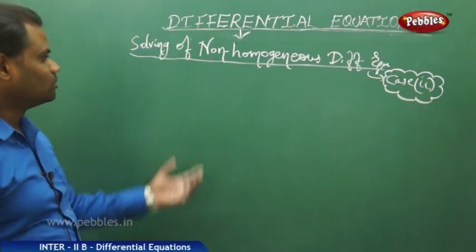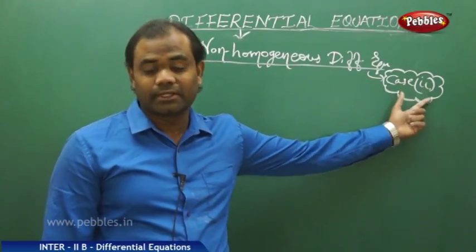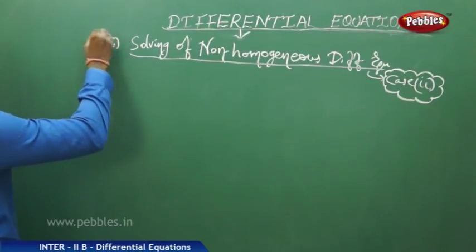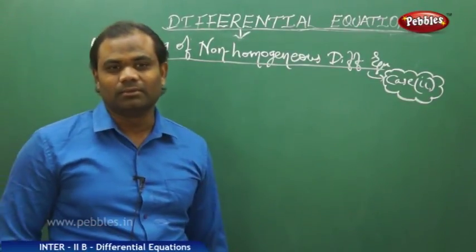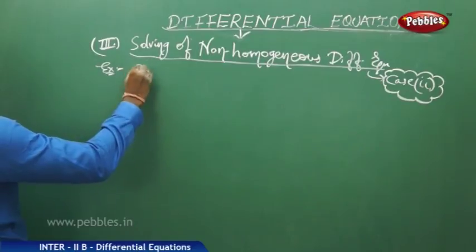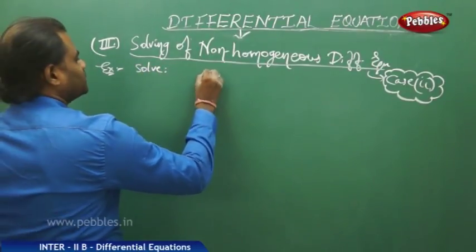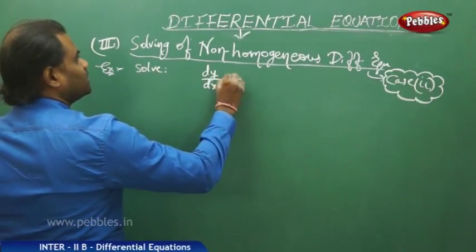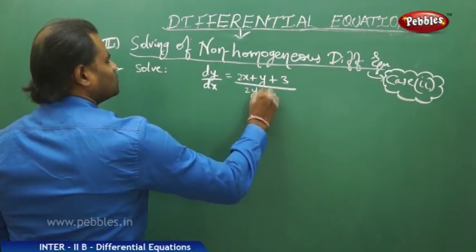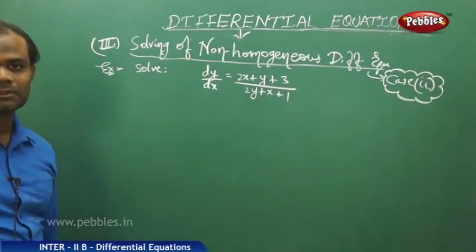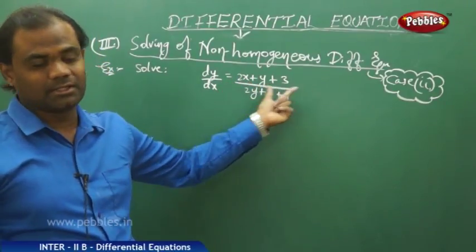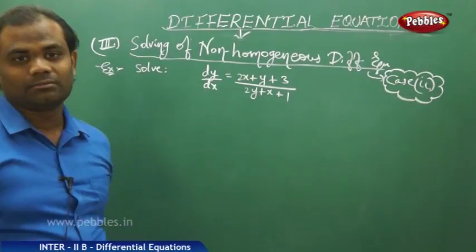Now let's solve a non-homogeneous differential equation which involves case 2 of the method. In this third method of solving, using case 2, let's take an example problem. For example, I wanted to solve the differential equation dy by dx equals 2x plus 2y plus 1. This is clearly a non-homogeneous differential equation in the form ax plus by plus c by a dash x plus b dash y plus c dash.